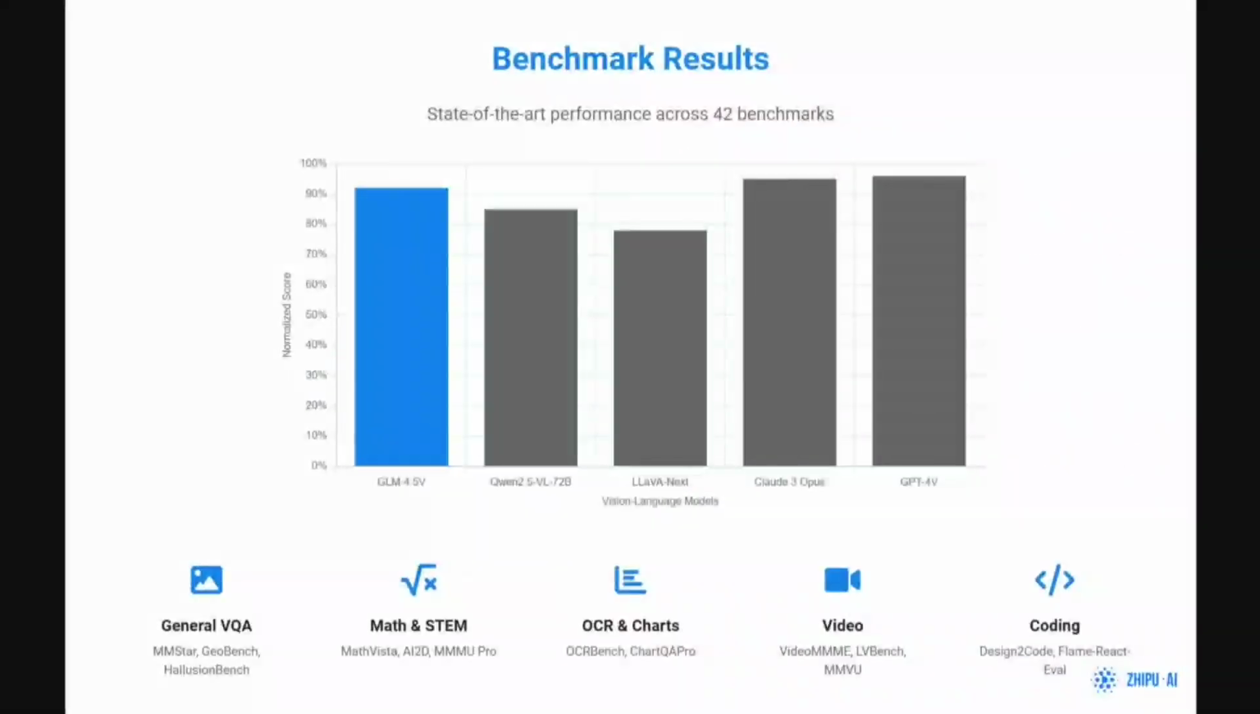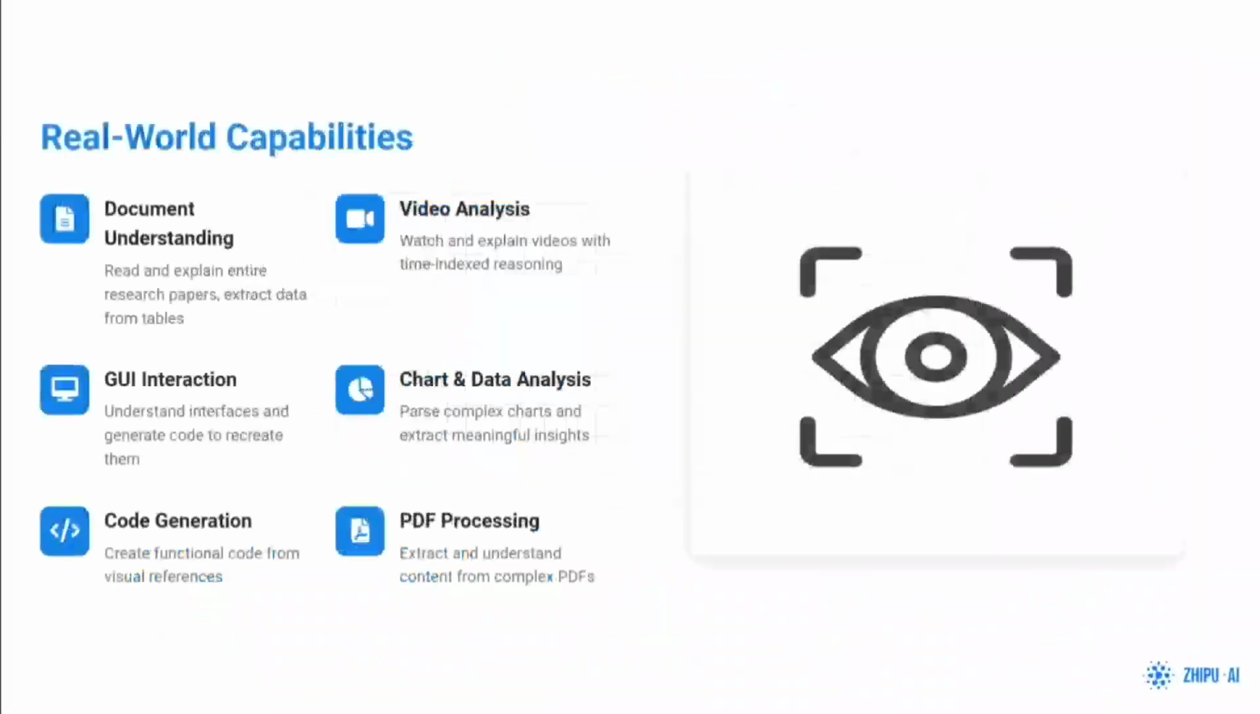What are the benchmarks? It is able to beat out every model. Yes, you heard it right, on every benchmark. If you look at the normalized score, it's the highest compared to Qwen 2.5 VL 72B, LLaVA-NeXT also, and it is behind the Claude 3 Opus and GPT-4V that are not open sourced. So on general VQA, maths and STEM, OCR, charts, video, coding, everywhere it is topping the open source models.